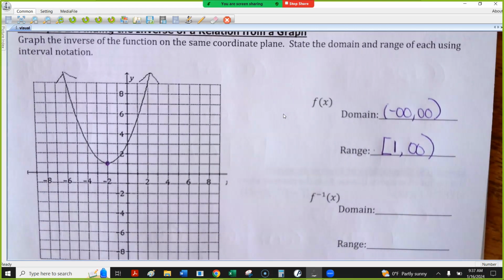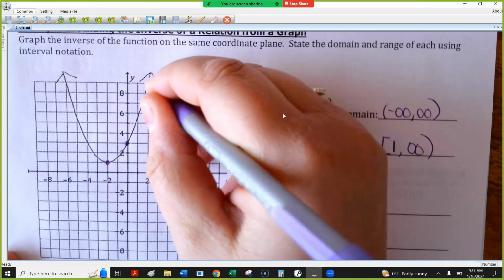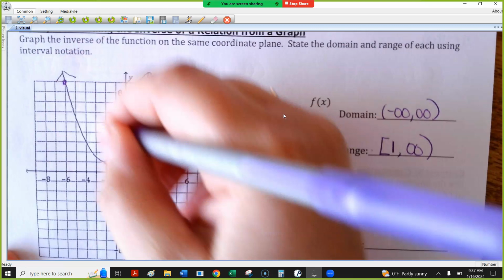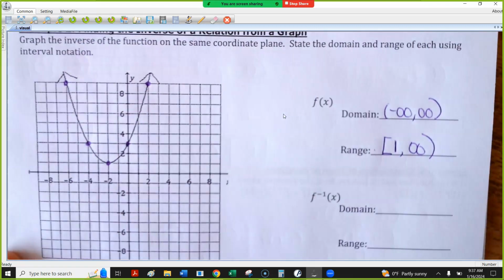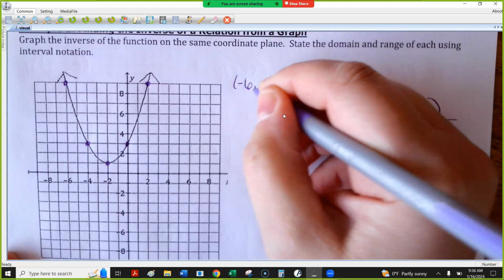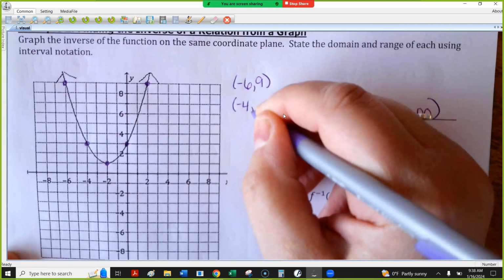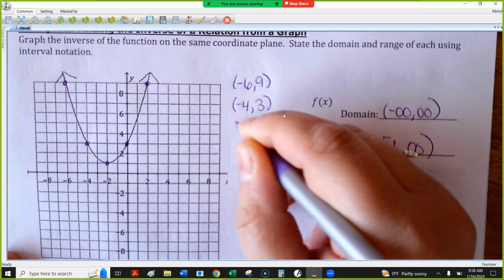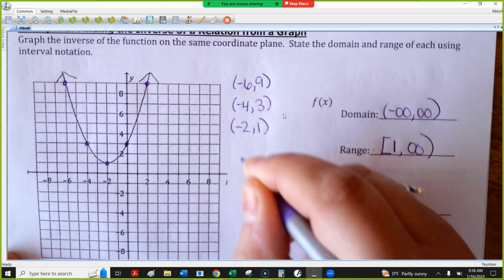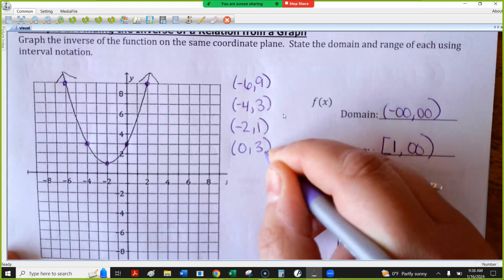Now, here's what I would just recommend. If you have something like a parabola, just try and grab maybe, I'm going to try and grab 5 points here that go kind of right through a corner. And you don't have to write them down or anything, but I'm just going to go ahead and jot them down. So looks like I've got the point -6 all the way up at 9. I've got -4, 3, that vertex, -2, 1. Looks like 0, 3, and 2, 9.